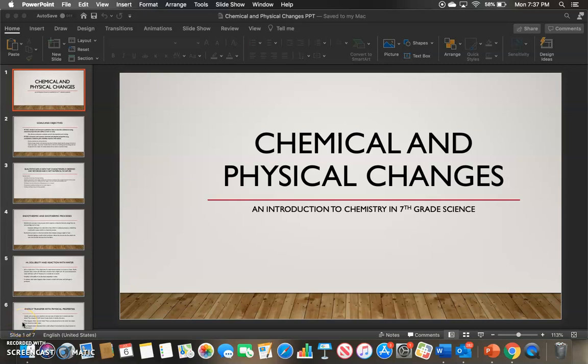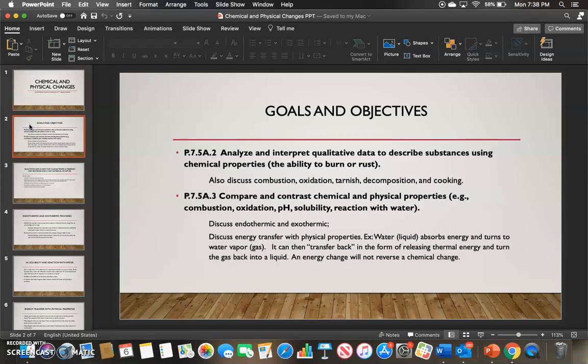Today we will be talking about chemical and physical changes, an introduction to chemistry in 7th grade science. Our goals and objectives are to analyze and interpret qualitative data to describe substances using chemical properties, including the ability to burn or rust. We will also discuss combustion, oxidation, tarnish, decomposition, and cooking.